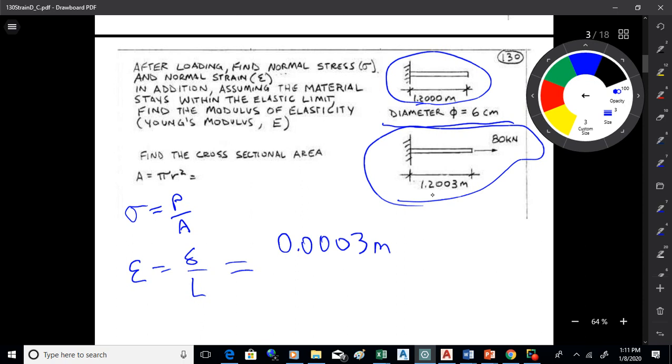Now, I keep everything in meters here. That way I'm getting the unitless value that I want for strain, okay? So you take, that's 3 zeros, 0.0003, divide it by the original length, which is 1.2. And when you do that division there, you'll get the strain. That's the amount of lengthening.